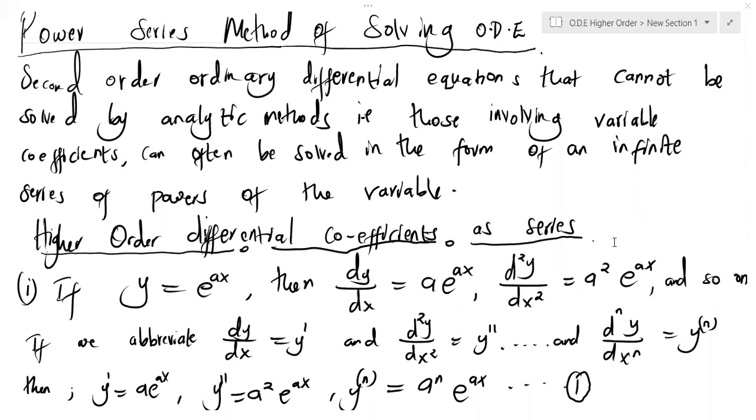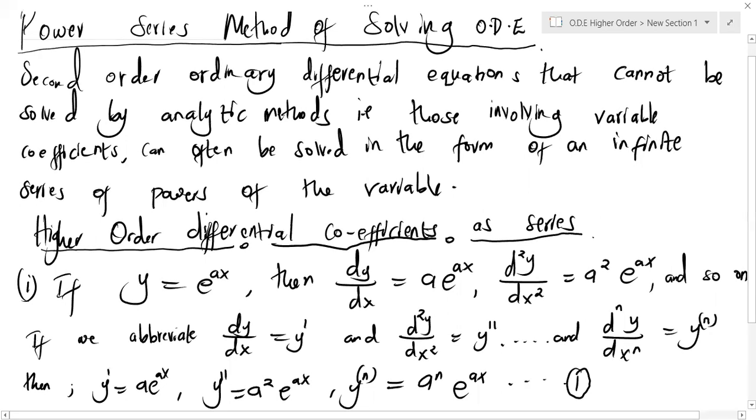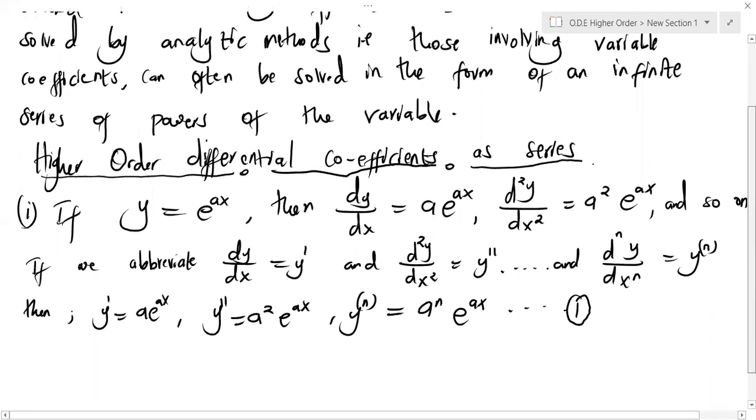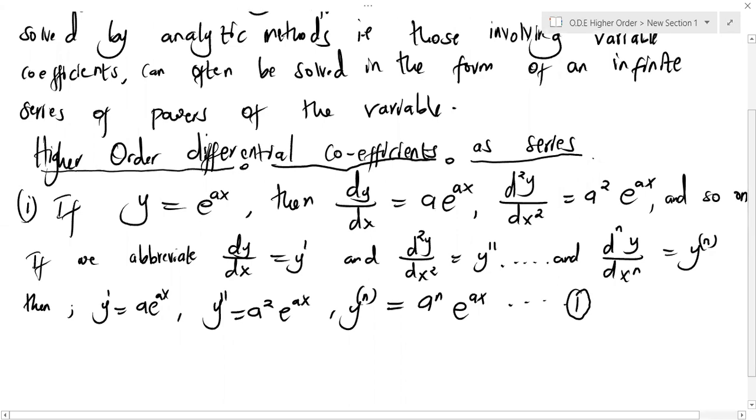So generally, we have y raised to power n, or yn prime, being equal to a^n exponential ax. Such that if we are to evaluate a different function involving the exponential, let's say, taking up an example, y is equal to 3 exponential 2x, using the general formula, you get y.